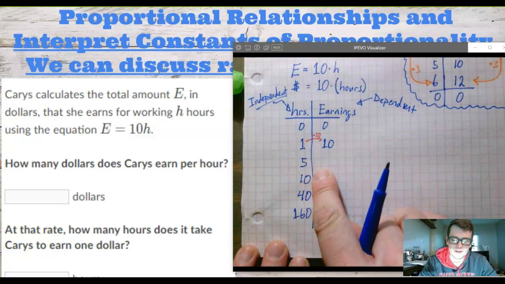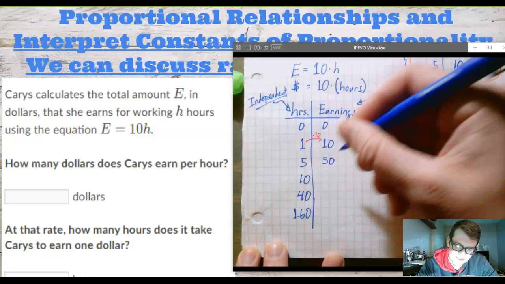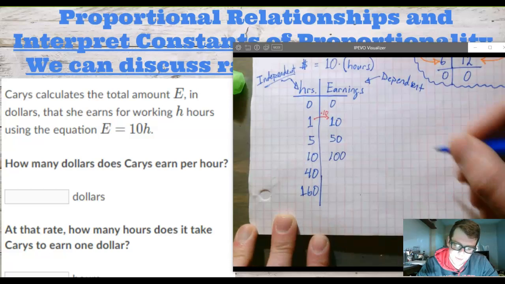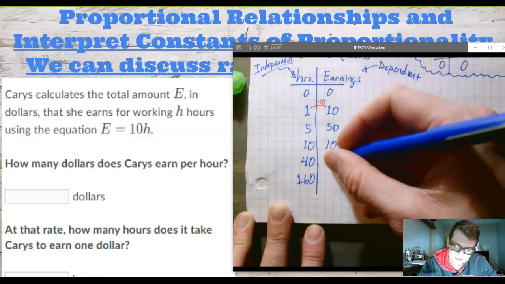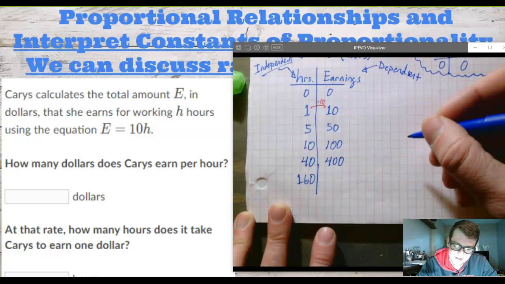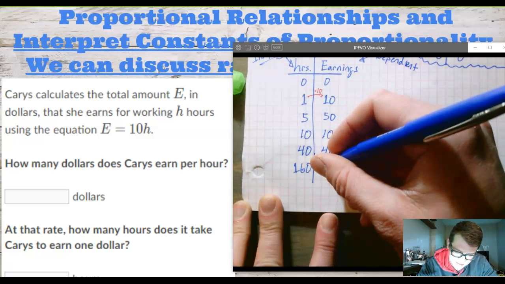All right, for 5 hours, we would make? 50. For 10 hours, we would make? 100. For 40 hours, we would make? 400. Until we pay taxes, right? For 160 hours, we would make? 1,600.